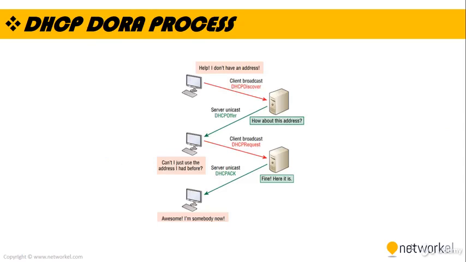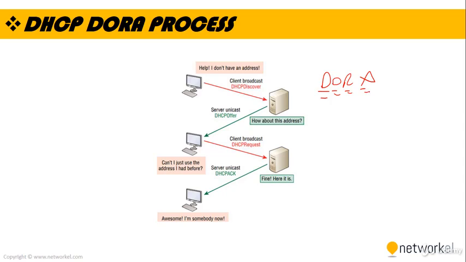The DHCP process goes through 4 stages while assigning an IP address to the client. These stages are often abbreviated as DORA: discover, offer, request, and acknowledgement.